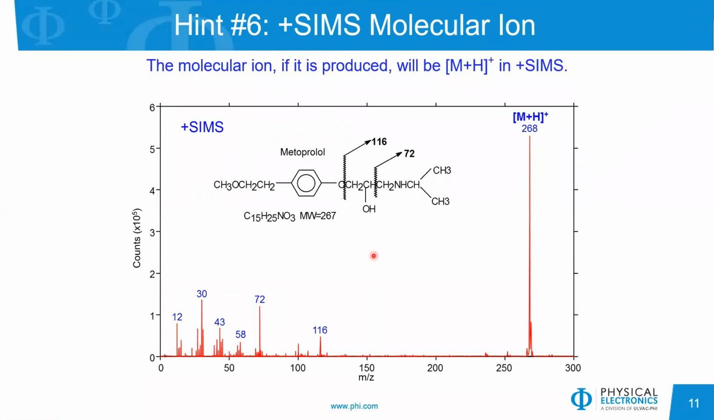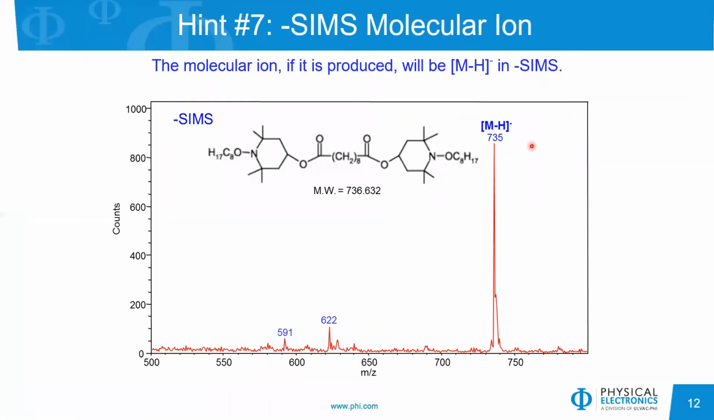All right, hint number 6. If you are looking for a molecular ion in the positive ion polarity, more times than not, that molecular ion will show up as the M+H positive ion. So the hydrogen carries the positive charge, it attaches to the molecule, and you'll get an M+H ion in your mass spectrum. Similarly, if you are looking for a molecular ion in the negative ion polarity, more times than not, it will show up as the M-H negative ion.